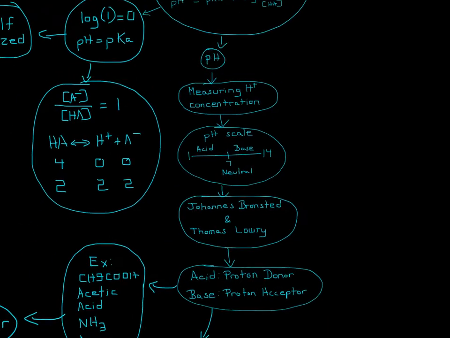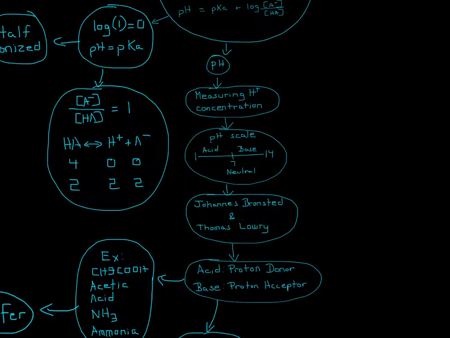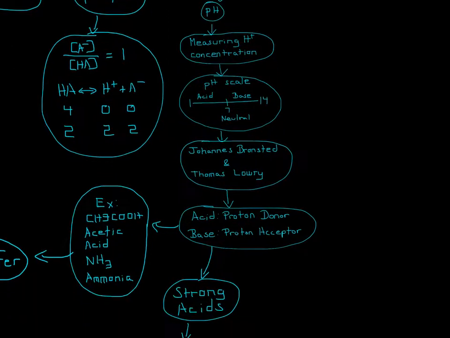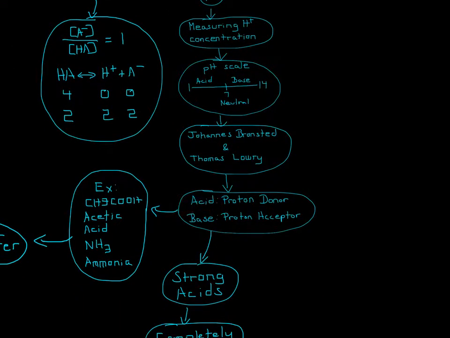So let's talk about a more distinct definition though. Two people, Johannes Bronsted and Thomas Lowry, developed a definition for acids and bases. They simply defined an acid as a proton donor and a base as a proton acceptor. So, for example, acetic acid is CH3COOH, and that's a type of weak acid, and ammonia, NH3, is a base which can accept a proton and turn into ammonium, NH4+.